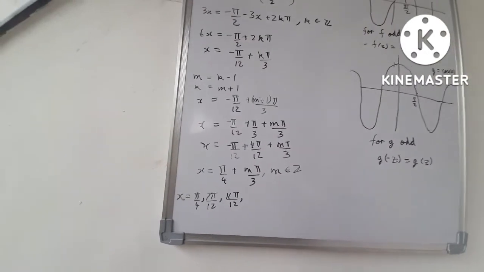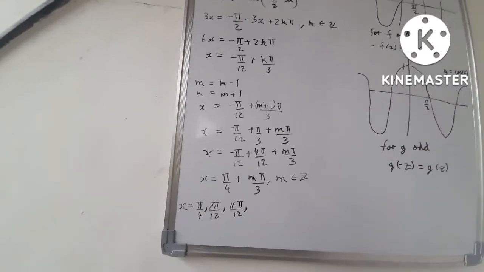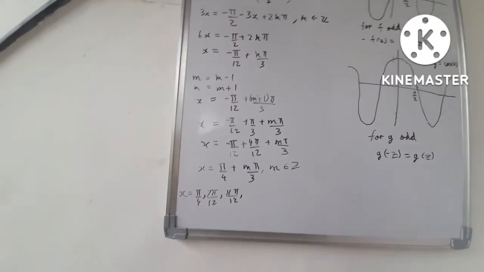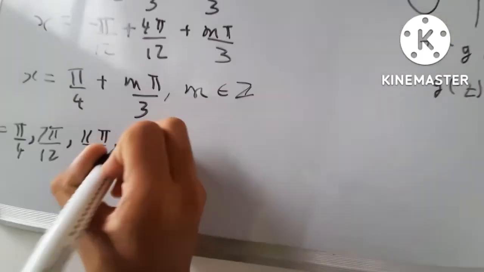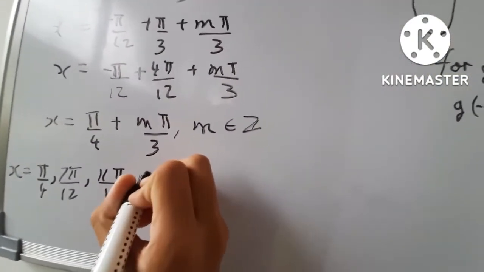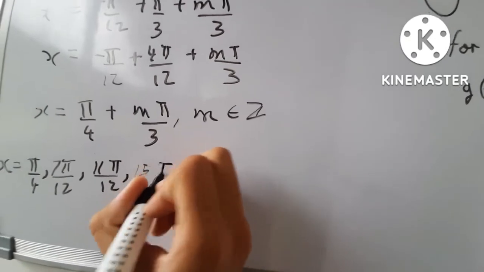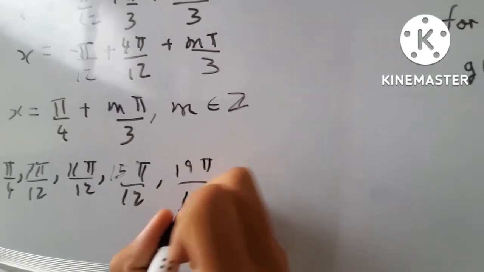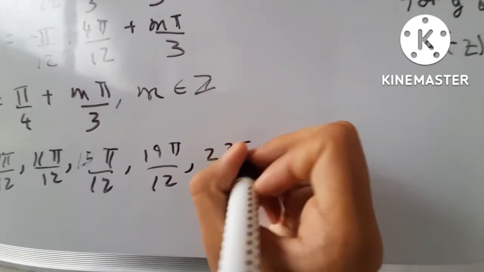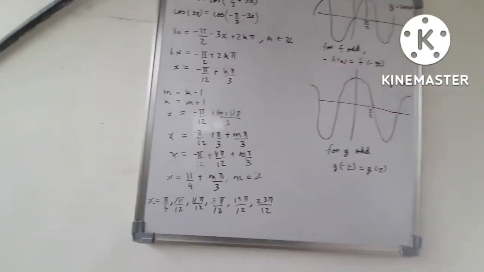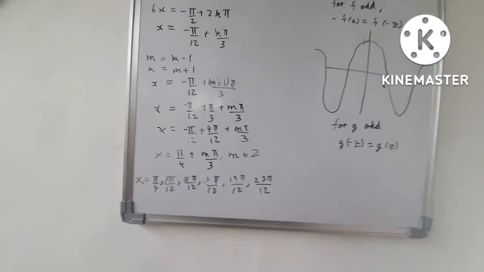Then I think we're supposed to go until 24, so like every 4. Then 15, right? Yep, so then just 15 pi by 12, 19 pi by 12, 23 pi by 12. So these are all the solutions. We have 1, 2, 3, 4, 5, 6. 6 total solutions, right? Yep.